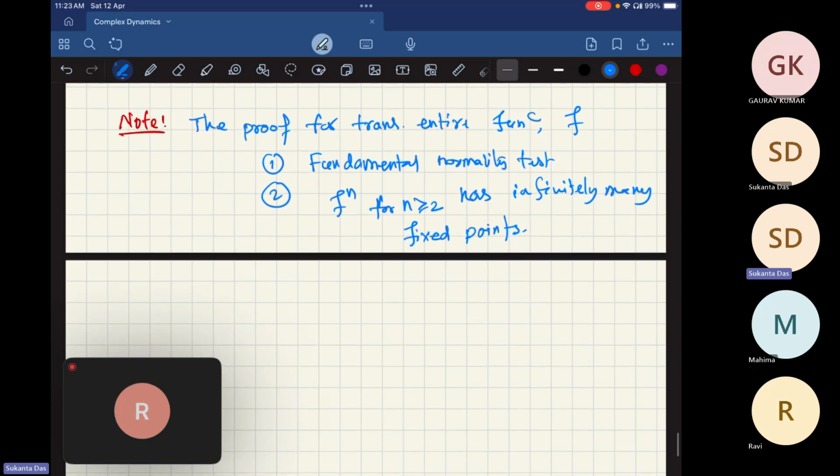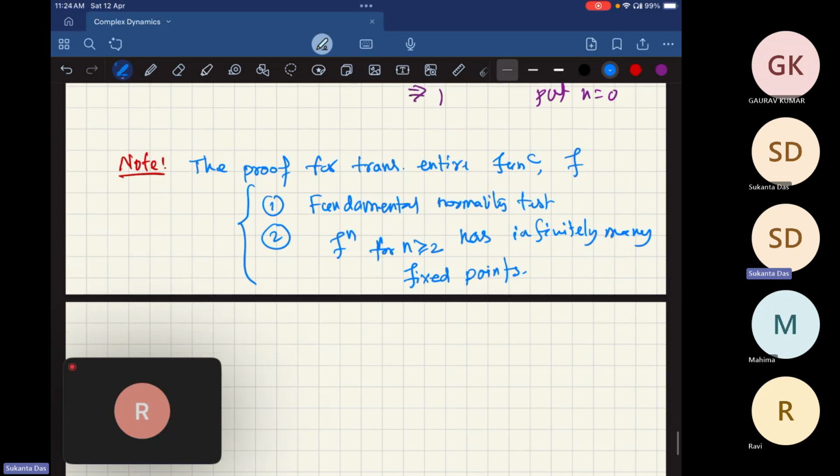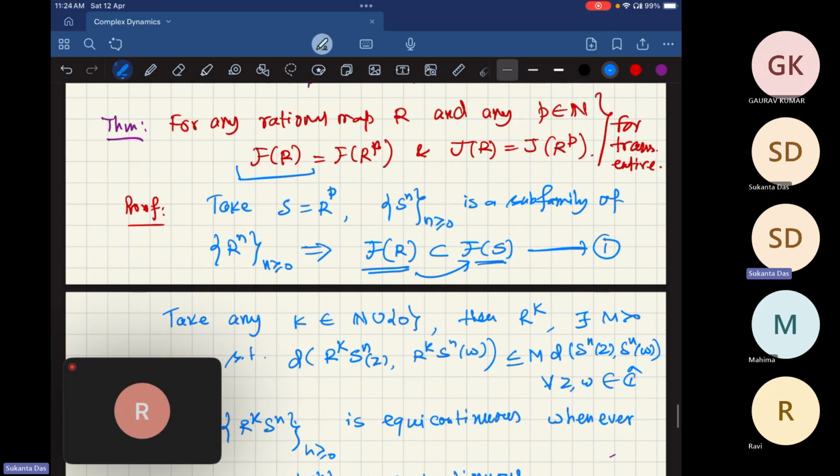It is always known to us that a transcendental entire function has either no fixed point or infinitely many fixed points. So even if my f does not have any single fixed point, if you take the second iterate of it, it will have infinitely many fixed points. So these two ideas will be required for the proof of this. Maybe I'll skip this because I want to cover more. I'm just saying that this setup will not hold for the transcendental case.